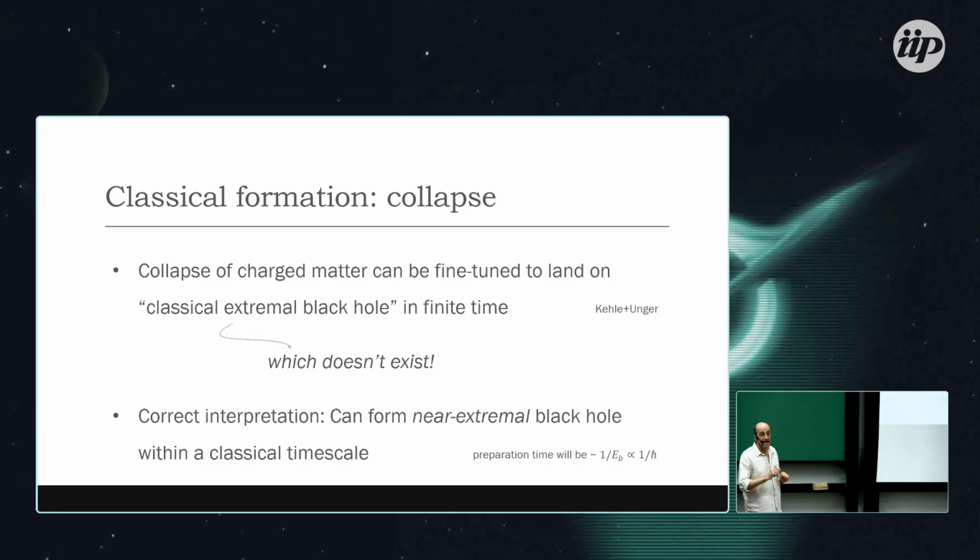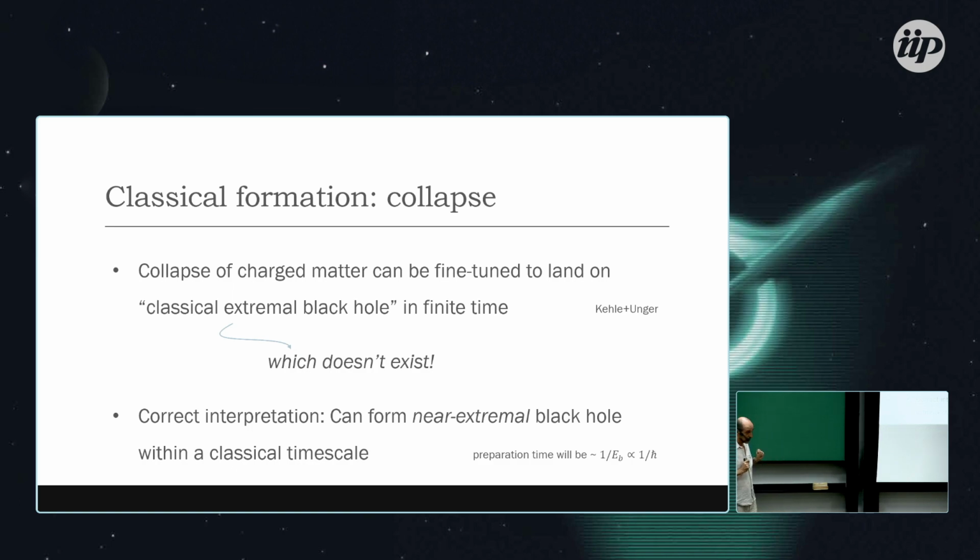So as you get close to extremality, the black hole is less and less of a classical object. The saddle point that gives you the near-extremal solution is a saddle point that's broader and broader. So classical extremal black holes don't exist in physics. That's something that I want to emphasize in every talk that I give. Okay, so the classical extremal black hole is not an object in physics.